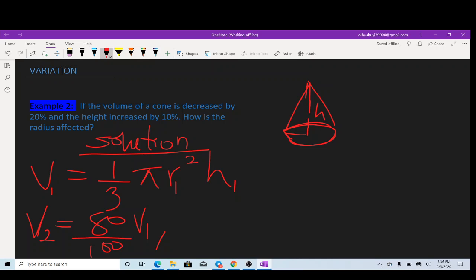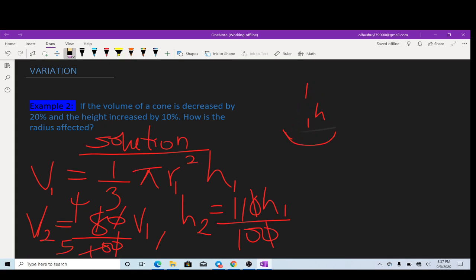Then the height increased by 10%. H2 will be what? The height was initially H1, and it increased by 10%. Now it will be 110 of H1 divided by 100. So this cancels this. 2 here, 4; 2 here, 5. This cancels this. Nothing goes there again.